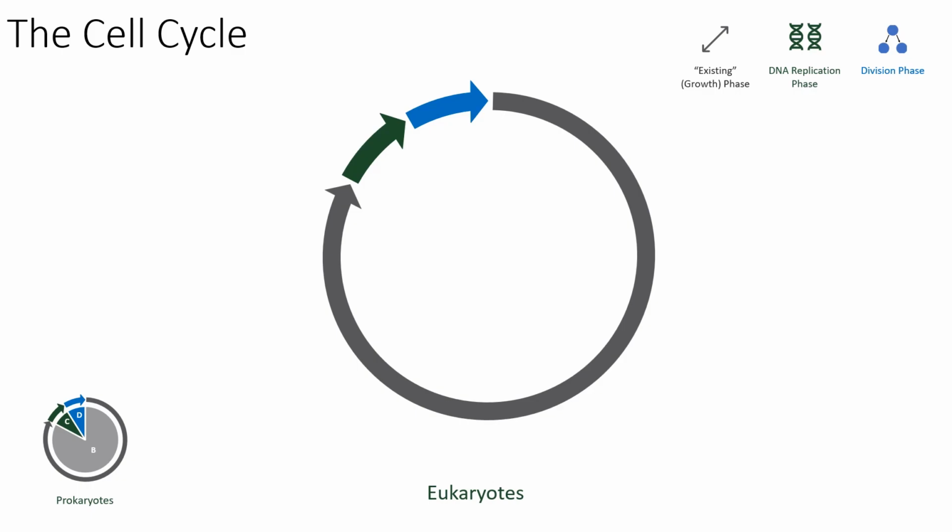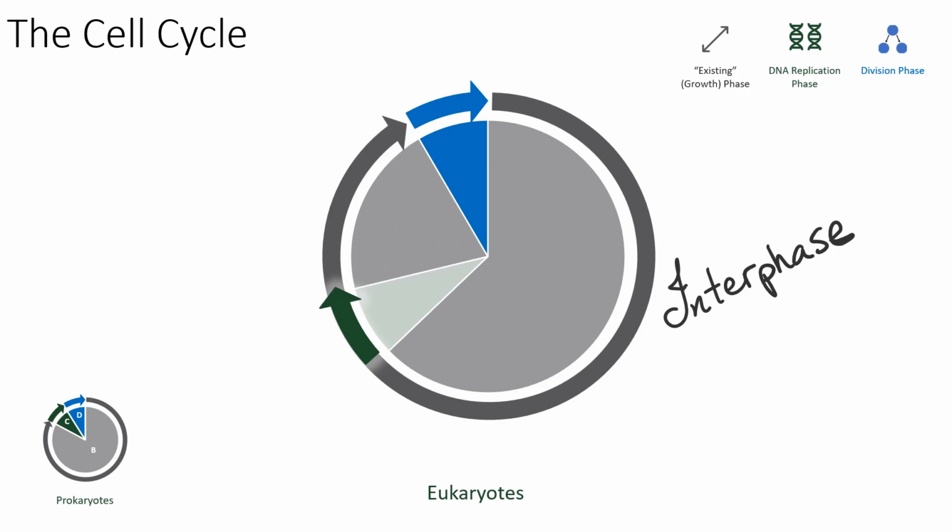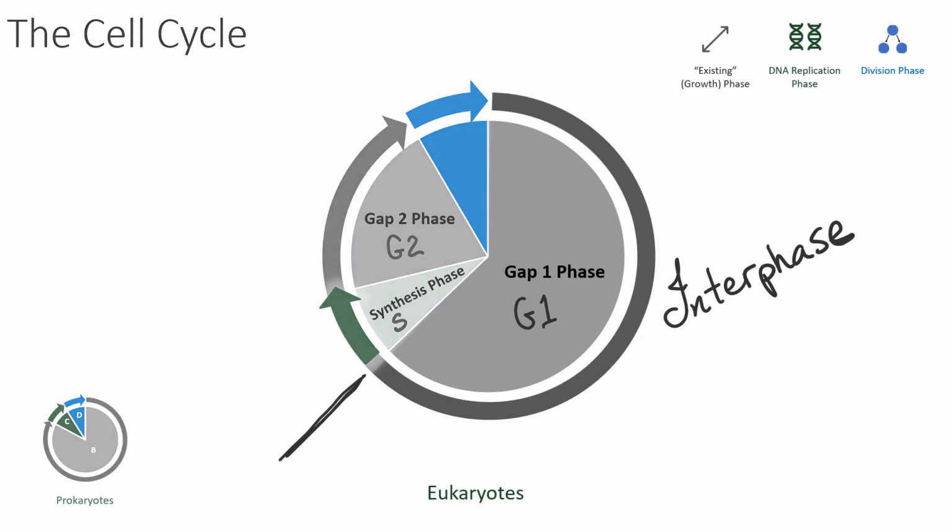Let's look at what I like to call this existing phase. In eukaryotes, we call this interphase. Now, within interphase, eukaryotes have their DNA replication phase. This is distinct from what we saw in prokaryotes, right? And interphase is divided actually into three subphases. We have our gap 1 phase, abbreviated G1. We have our synthesis phase, abbreviated S phase, and our gap 2 phase, which is abbreviated G2.